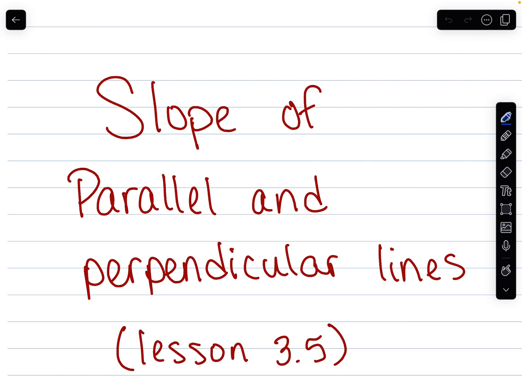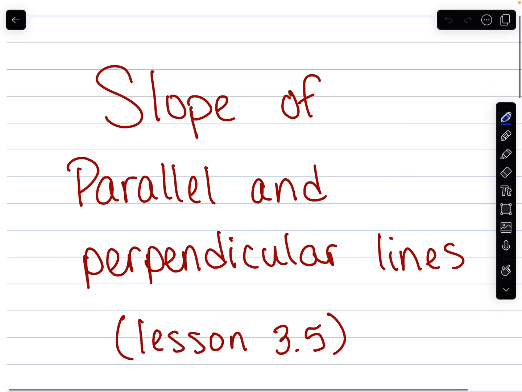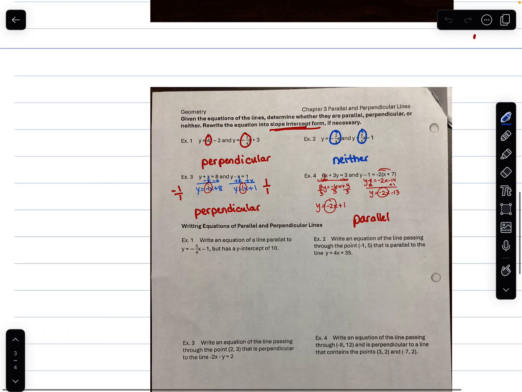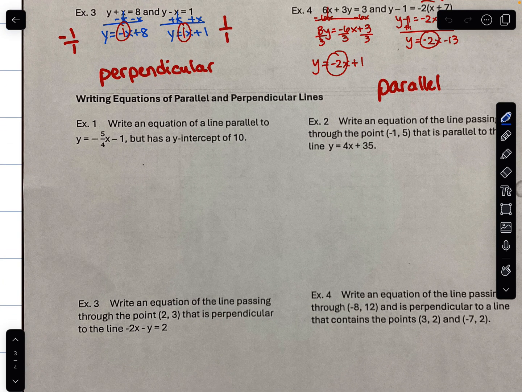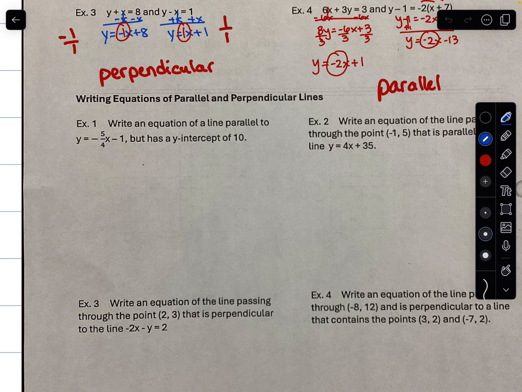Yes? So today, what we're going to look at is how to write an equation of a line that is parallel or perpendicular. Now, we've done this before of just writing an equation in slope-intercept form, given the slope, given a point. So we're doing the same thing. You just either have to decide, am I using the same slope or am I using opposite reciprocal slope? Okay? So we're going to start at number one.